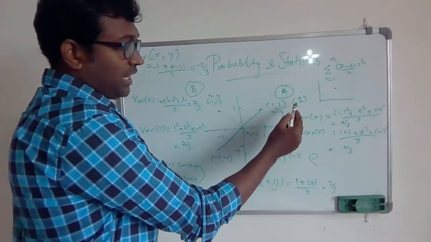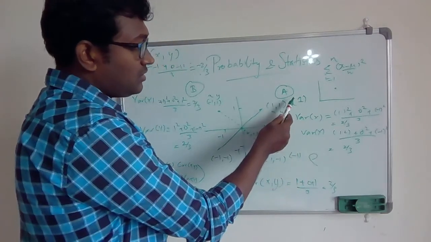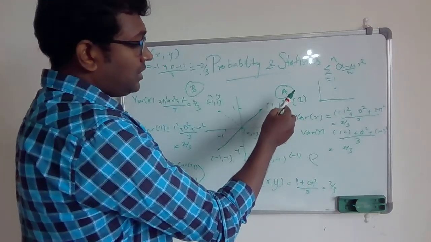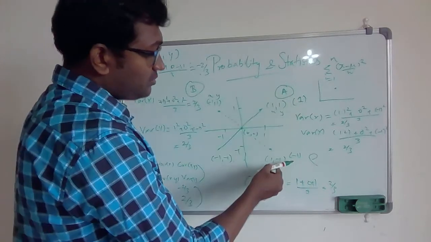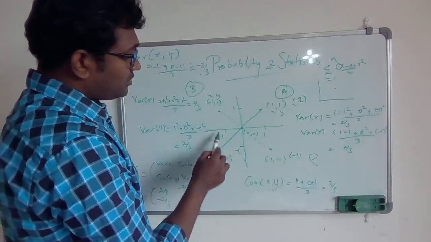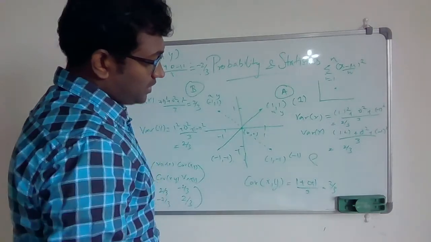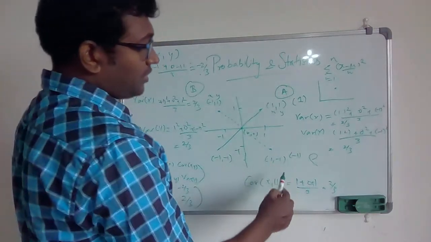The maximum positive correlation you can get is 1, and the maximum negative correlation you will get is minus 1. So in this case, if x is minus 1, y is 1, and when x is 1, y is minus 1. So in this case, it's negatively correlated.